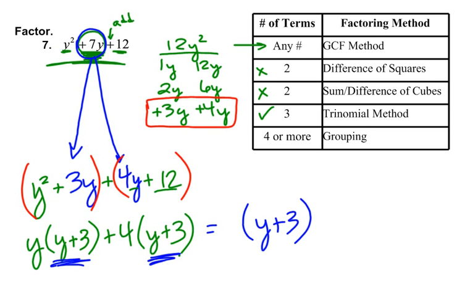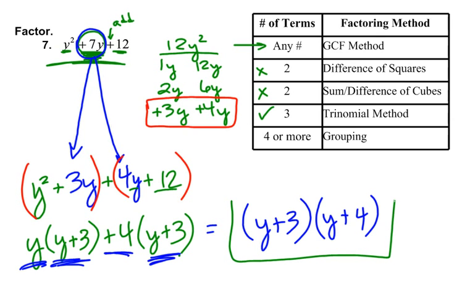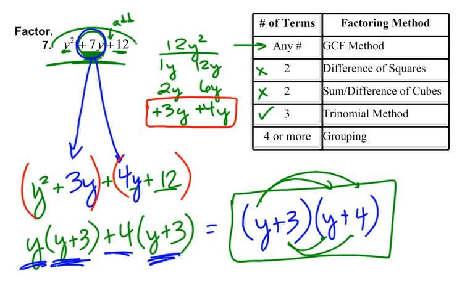Now, as we remove y plus 3, the only thing we would be left with is y plus 4. So that would be the other factor of this polynomial. So our factored polynomial will equal y plus 3 times y plus 4. And again, if I multiply those out with the FOIL method, you would find that we would get the same thing that we started with, which was y squared plus 7y plus 12.